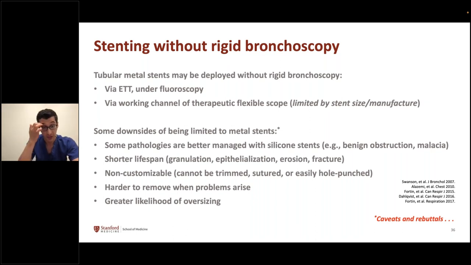So going back to the issues of granulation and epithelialization, this can make metal stents very challenging and sometimes not possible to remove. And then lastly, this is very anecdotal, but I at least feel from my own experience, and I'm sure there are others who have shared this, that it is harder to oversize a silicone stent. Silicone stents are much less forgiving. You can put a large metal stent in a smaller airway and it'll open up partially or mostly, but over time it may expand to its maximum diameter. What follows are a few cases that I think illustrate some of the downsides, not of metal stent placing as a whole practice, but of placing metal stents when perhaps other interventions might have been more appropriate.